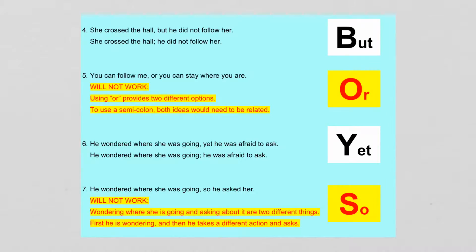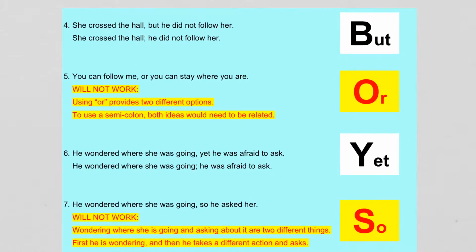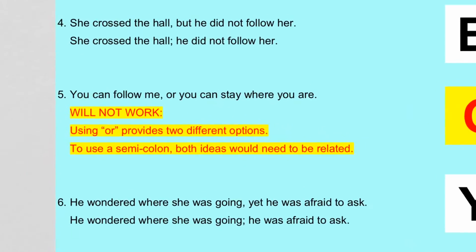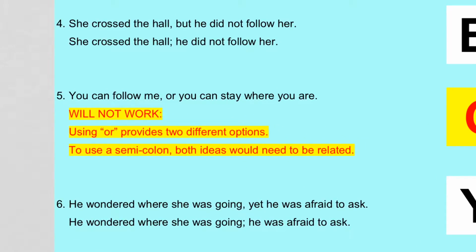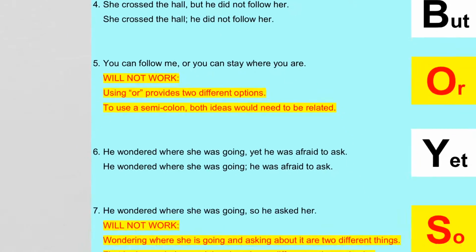Number 4. We're looking at this coordinating conjunction but. I know I shared a whole bunch of examples already using but, here's one more. She crossed the hall, but he did not follow her. We could change that to she crossed the hall, he did not follow her. So we go from she crossed the hall, comma, but he did not follow her, to she crossed the hall, semicolon, he did not follow her.